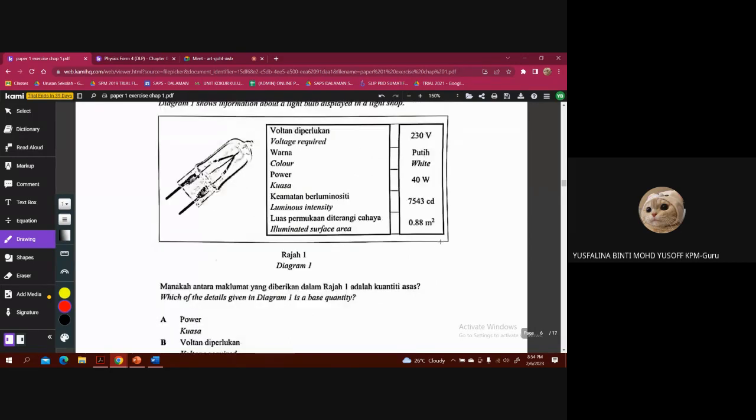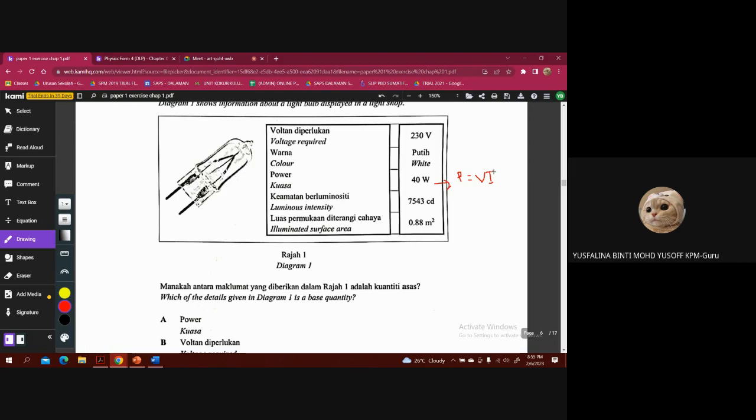Power is a derived quantity, right? Because if you learn, P is equal to VI. Don't be confused with the power for the force, that one is for motion: P is equal to W over T. But for electricity, we define the power as V times I. So you need to know the difference between those two.